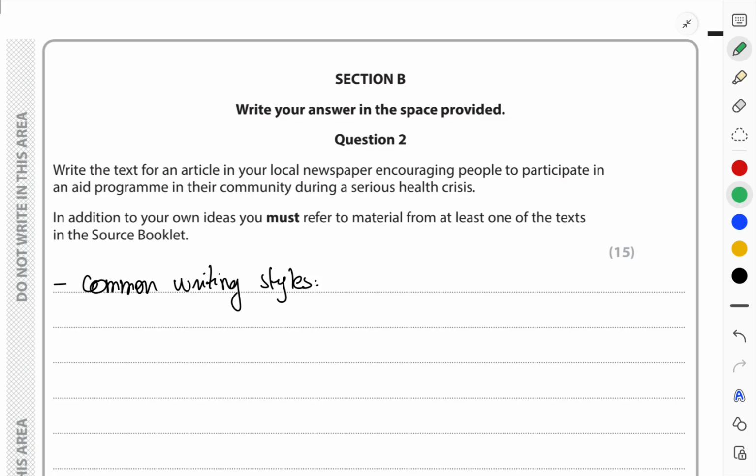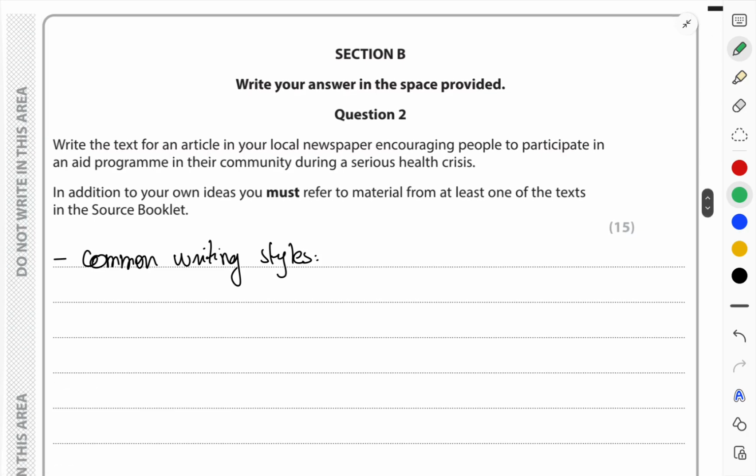Section B is comparatively easy, but obviously you need to create something that's worthy of 15 marks, right? And it's 30% of your unit, and if you don't do so well in this, it'll take your grade boundaries down, right? So what you're supposed to do in section B is create a piece of writing, and you're supposed to use the source booklet, okay?